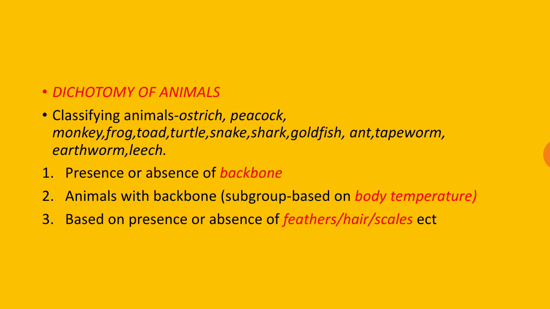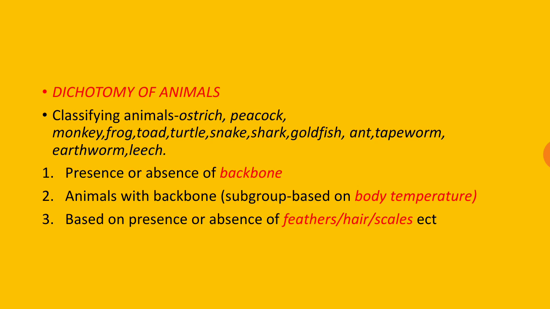So here we are going to see the dichotomy of animals. As I said, dichotomy means the classification of an organism, so animals means the classification of animals. For example, if you take an ostrich, peacock, monkey, whatever the animal may be, all these animals do not live in the same place. A frog lives only in water, some animals live only on land, some animals fly, some are reptiles. There are many different types of animals, and that classification can be done easily by this dichotomy.